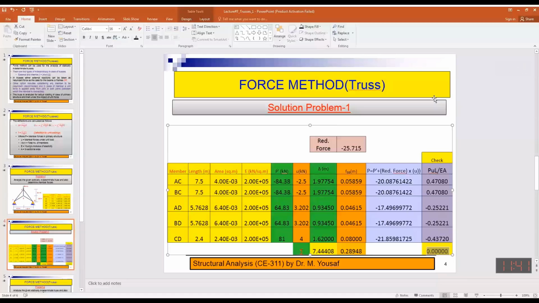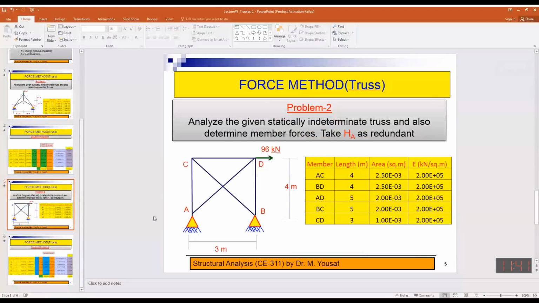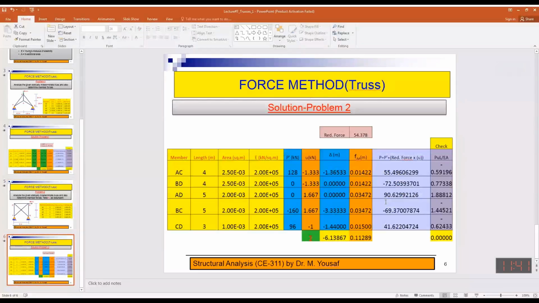Also, there is another numerical. You can solve it at your places. This is for practice as well as an assignment. All these numericals are to be solved in your assignment register. In this case, you need to take HA. This is binding. You are being forced to take HA as a redundant. So you can solve it on the same lines, and you can apply the check. Then you will be finding out the final reaction and member forces.